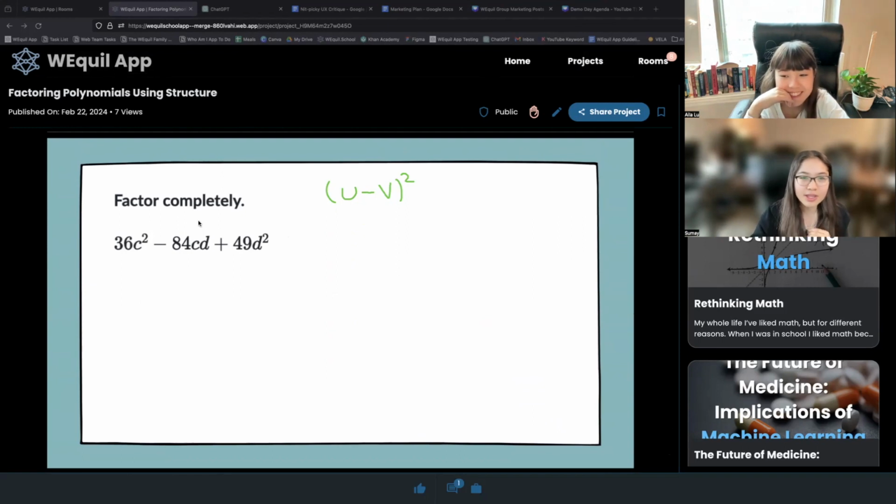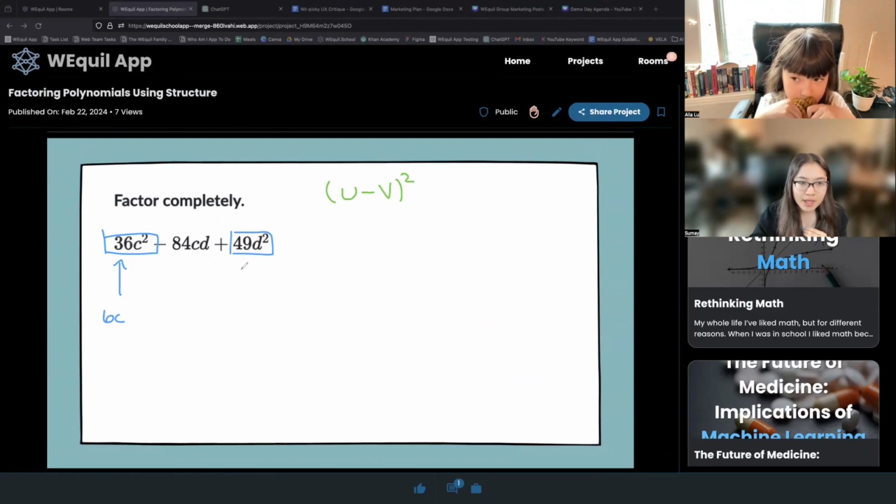Okay. And so all we need to do is find what u and v are, and the way we can do that is find the square root of this term and this term. The square root of this term is going to be 6c, because 6 times 6 is 36, and c times c is c squared. And the square root of this term is 7d, because 7 times 7 is 49, and d times d is d squared. And now we know that this term equals 6c minus 7d squared. This is the same thing as this equation.